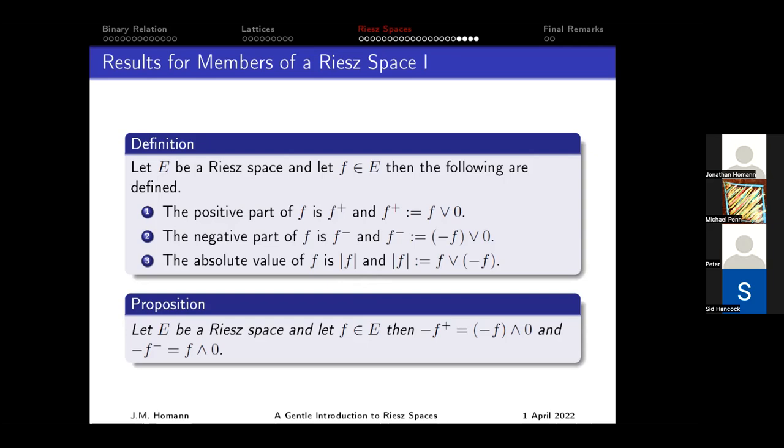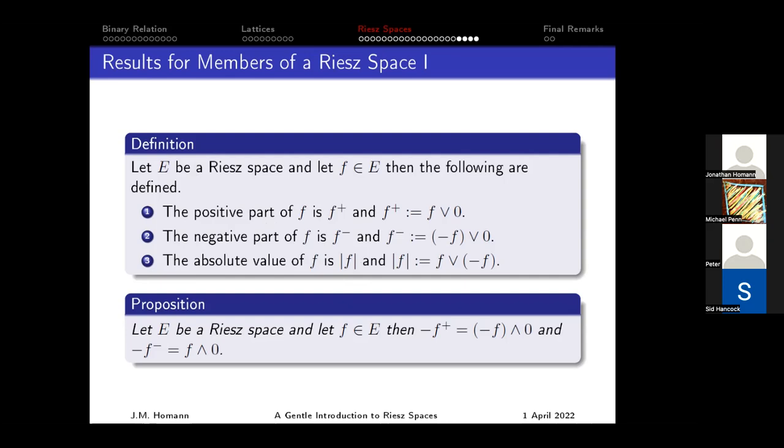So we cannot suddenly get a topology on the Riesz space because of this absolute value. So that just needs to be pointed out, that the absolute value of f is still a member of the Riesz space.